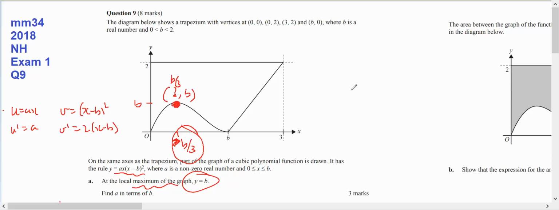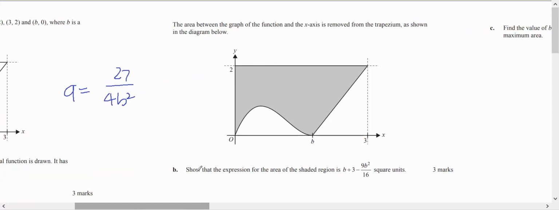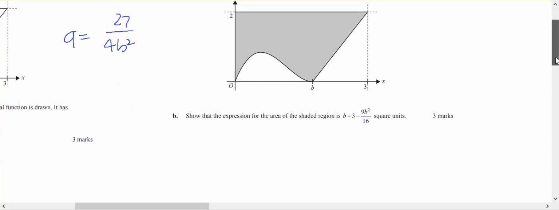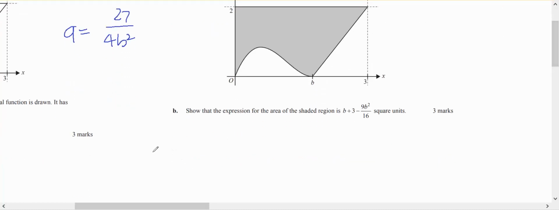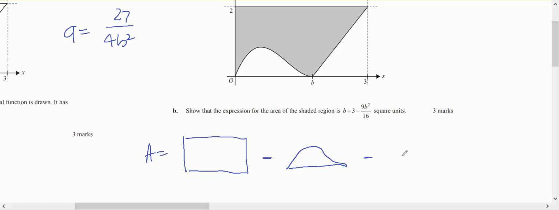From part A, I know that A equals 27 on 4B squared. In part B, express the area shaded on the graph, and so I've been given the answer. So the area shaded, I'm going to say the area will be the big rectangle minus the bit of the cubic minus the bit of the triangle.